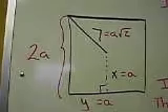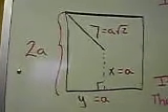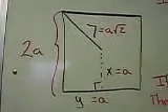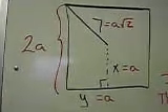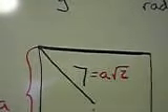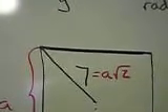Alright, filling in my labels. I know that the 7 then represents the a radical 2, the x is the a, the y is the a, and the entire side of the square is 2a. If 7 is equal to a radical 2, I can't just look at that and know the value of a. I'm going to have to do some algebra.